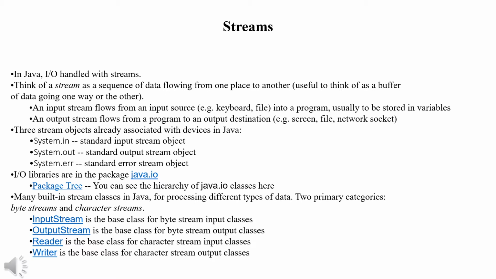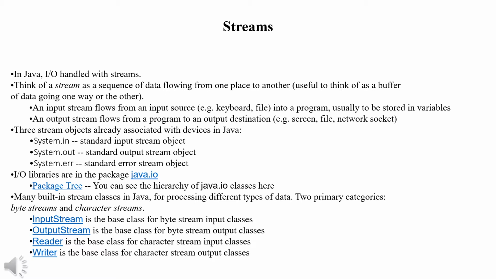So an input stream flows from an input source. That input source can be a keyboard, file, etc. This stream flows into a program in order to be stored in variables.